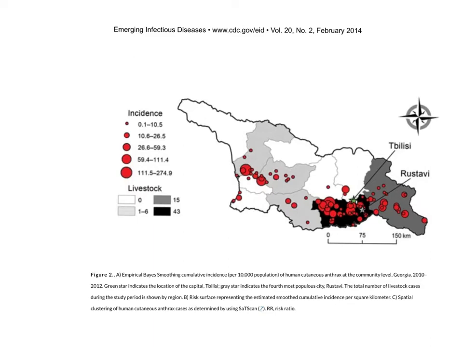Now let's look at a map from another study that I co-authored with Ian Krachalik, a previous spatial epidemiologist and PhD student in my lab. And here we have a study from Emerging Infectious Diseases looking at the distribution of human anthrax cases in the country of Georgia. And we have several pieces of information on this map.